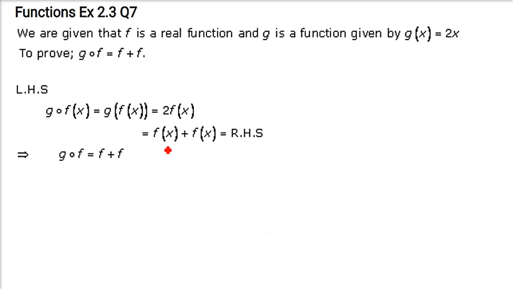This is question number 7, but it is question number 11 in some editions. So if f be any real function and g be a function given by gx equals 2x, prove that gof is equal to f plus f. As I indicated, this is question number 11. As I read the question, I need to highlight some things here. So gx is 2x. Prove that gof is equal to f plus f.